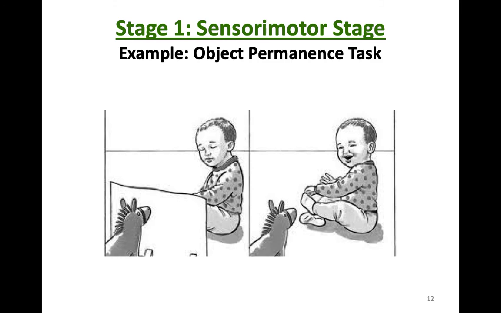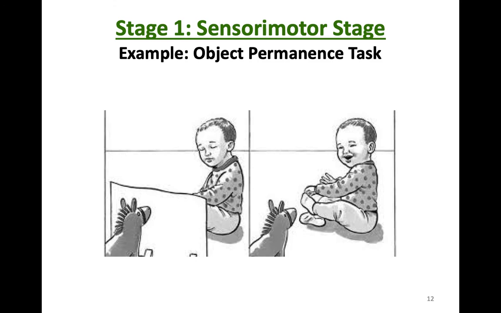So during this stage, the child's thinking is largely based on their interaction with the physical environment. Their mental representations of the world are very limited. So a good example of this is Piaget's object permanence task. Object permanence is the understanding that an object continues to exist even when it can't be seen or heard or touched in any way. Okay?